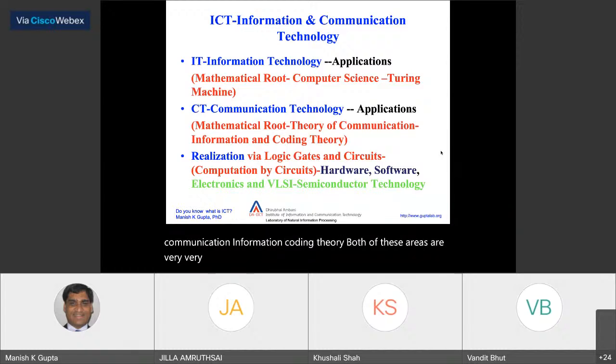And of course, the third part is also very important: the realization of these things via logic gates and circuits. So computation by circuits: hardware, software, electronics, and VLSI semiconductor technology. All these three components constitute what is known as ICT. It's a very fundamental area. And I think many of you are studying at an ICT institute, so you know what ICT is.